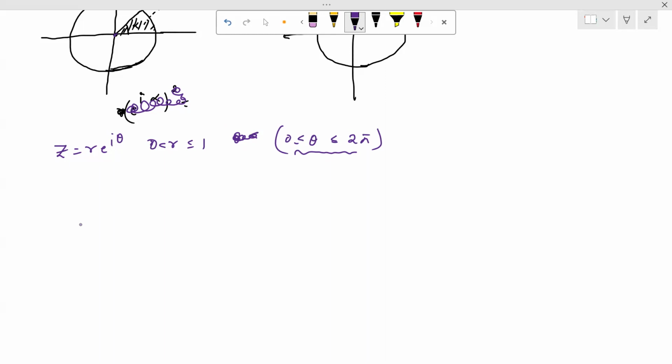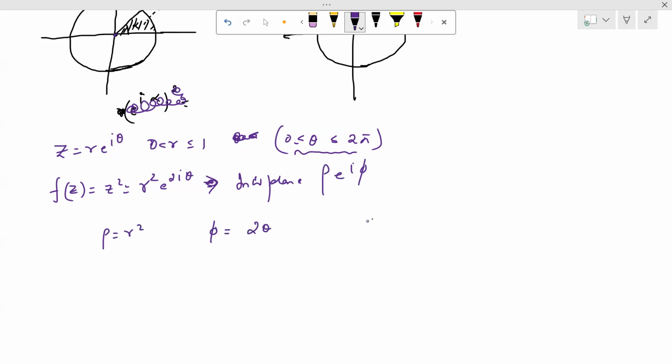Now if I am writing f(z), which is equal to z², it implies r² e^(2iθ). If I want to compare it in the W plane, if I write any complex number as ρ e^(iφ), then clearly ρ must be equal to r², and φ must be equal to 2θ. So what would be the range of φ? φ would lie between 0 and 4π. Fine.